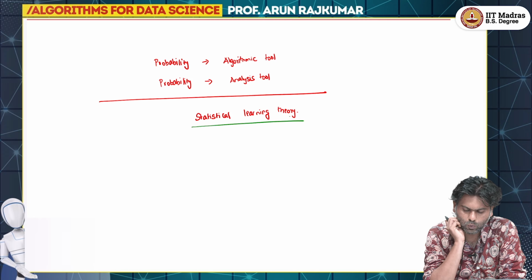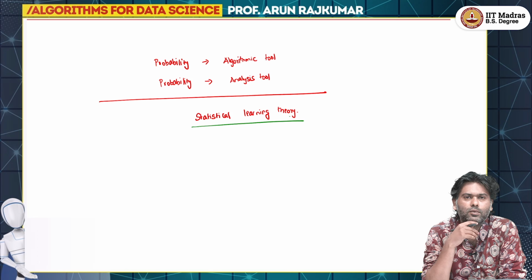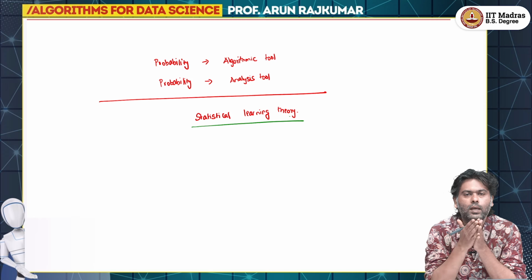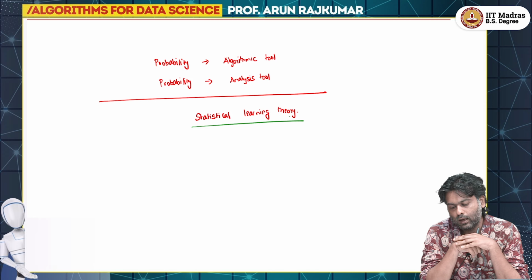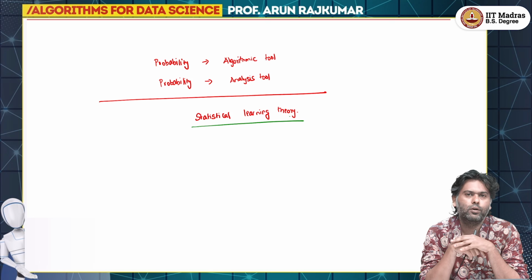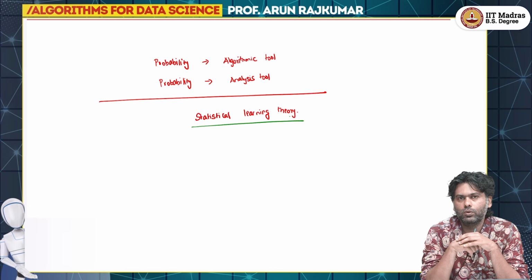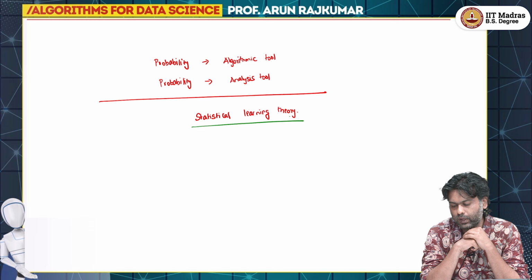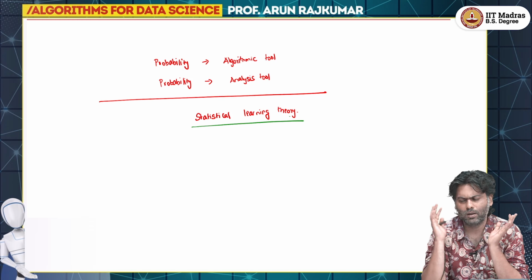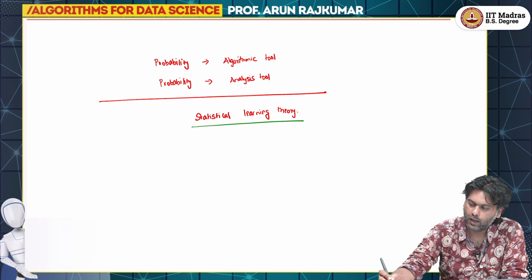So statistical learning theory is a course in itself. My goal here is not to do the entire full-fledged statistical learning theory, but at least give you a solid introduction, a couple of weeks of introduction, so that you know how probability can be used as a very powerful analysis tool in understanding machine learning algorithms. Right, so that's the goal for the next couple of weeks, starting today.